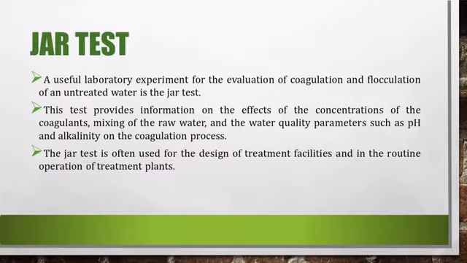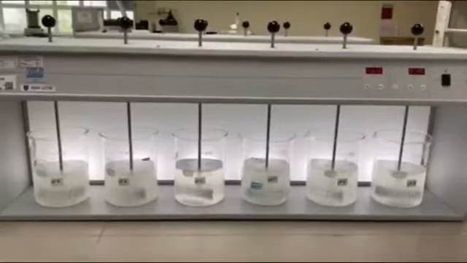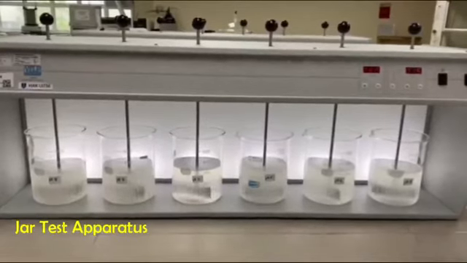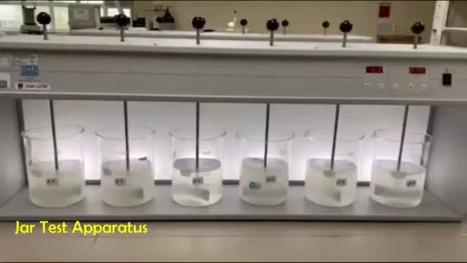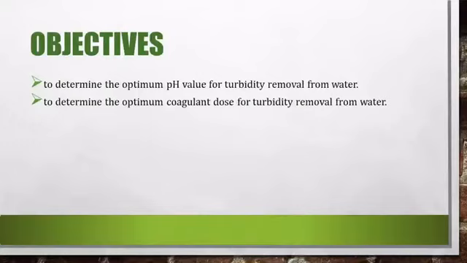A useful laboratory experiment for the evaluation of coagulation and flocculation of an untreated water is the jar test. This test provides information on the effects of the concentrations of the coagulants, mixing of the raw water, and the water quality parameters such as pH and alkalinity on the coagulation process. The objectives of this experiment are to determine the optimum pH value and the optimum coagulant dose for turbidity removal from water.